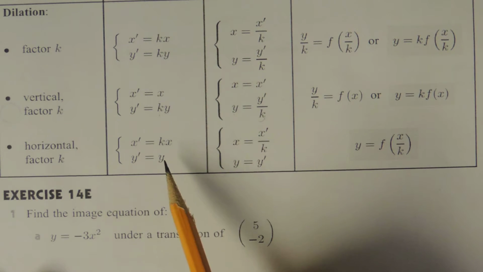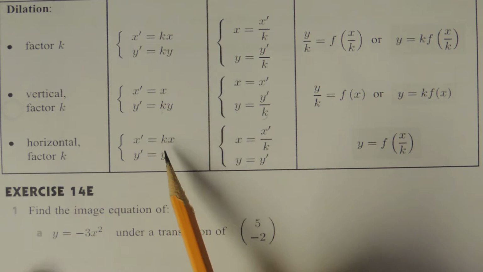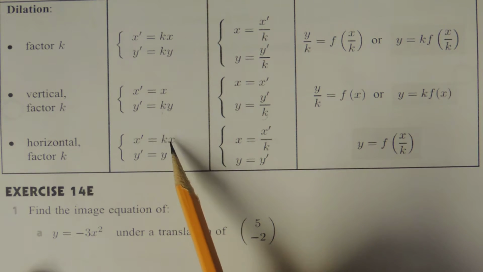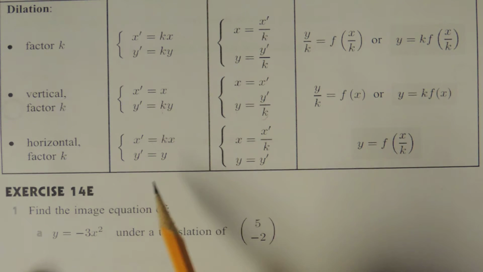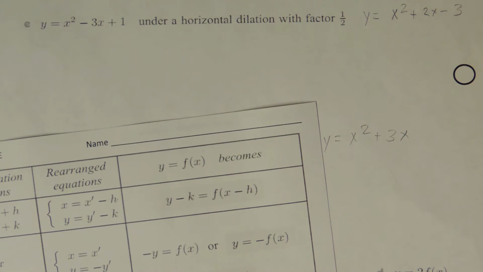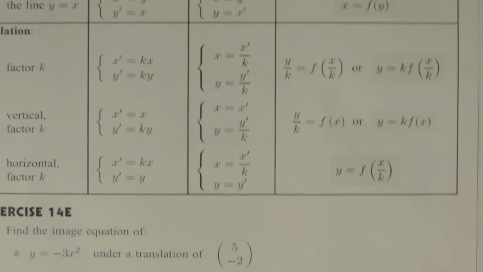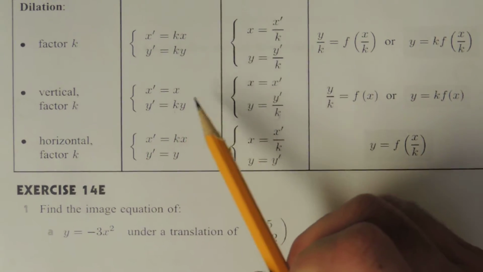If we go to our tables, our dilation factors, the horizontal dilation factor, that just means I'm going to multiply everything by k. My new x is going to be the old x times k. So in this case, horizontal dilation factor of 1/2. I want my new x to be 1/2 of the old x.